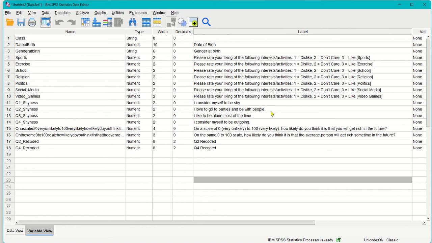So you would need to reverse order these questions, make your 1s 5s and your 5s 1s and so on, right? And we did that. For questions 2 and 4, we've recoded them.